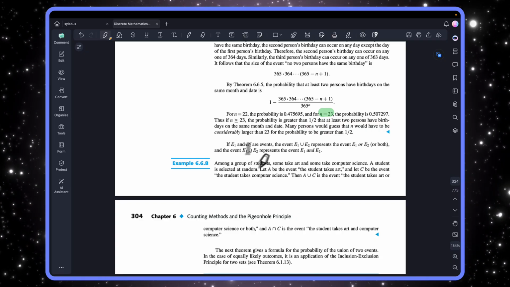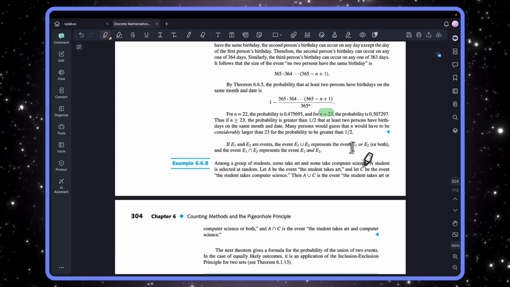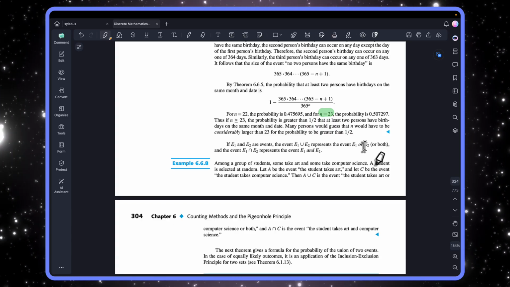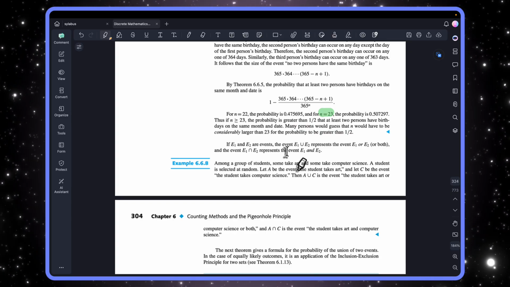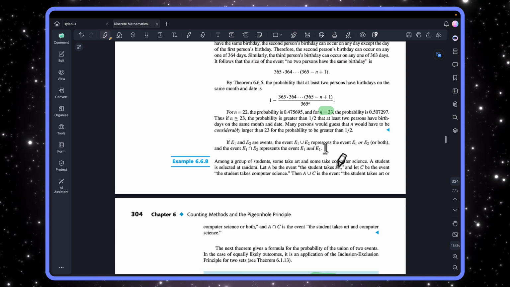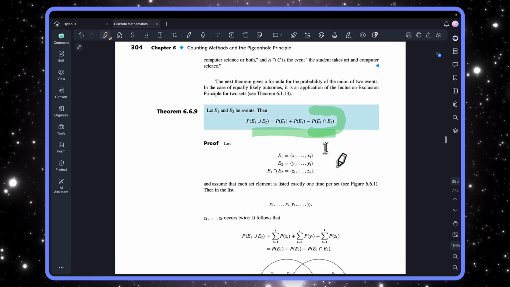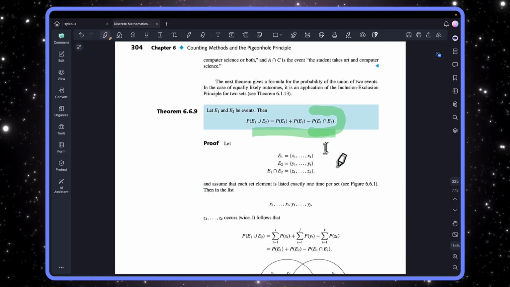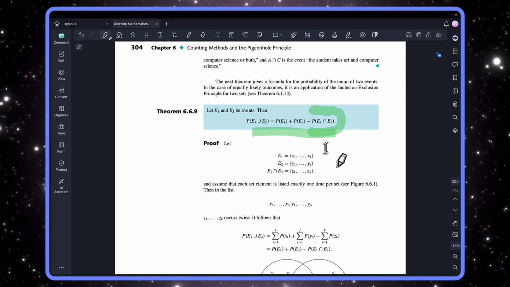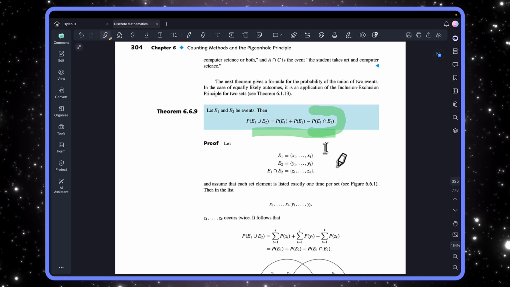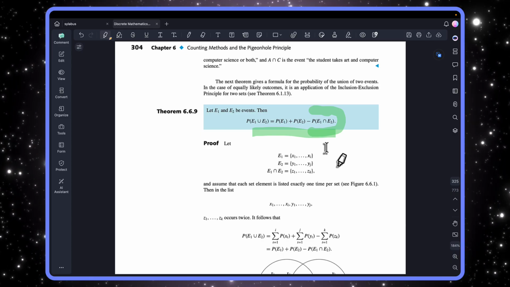If E1 and E2 are events, the event E1 union E2 represents the event E1 or E2, or both. And the event E1 intersected with E2 represents the event E1 and E2. Let's take a look at this theorem. Let E1 and E2 be events. Then the probability of E1 or E2 is equal to the probability of E1 plus the probability of E2 minus the probability of E1 intersected with E2.